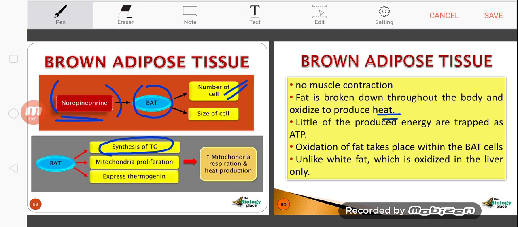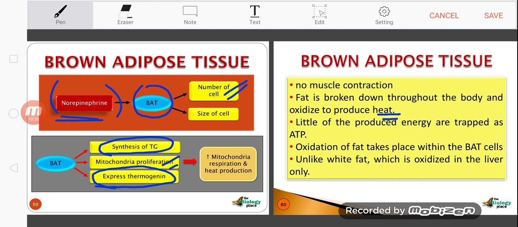Mitochondria proliferation, mitochondria increase in number. So when they increase in number, it will induce or stimulate more cell respiration. Okay, and then BAT expresses the protein thermogenin. BAT has its own gene expression, and that gene will be expressed to produce thermogenin protein.